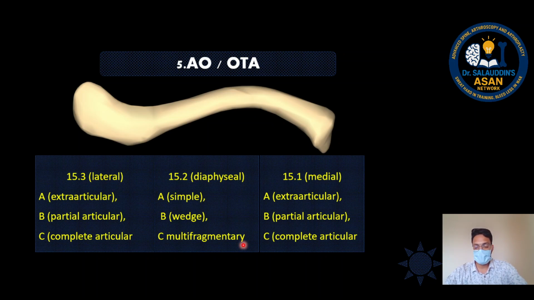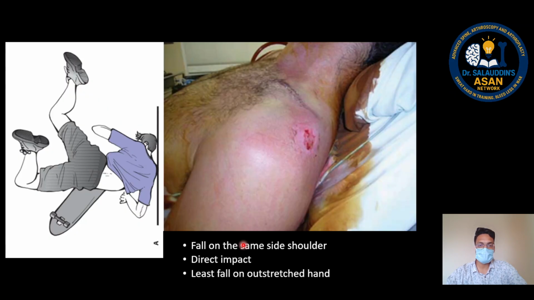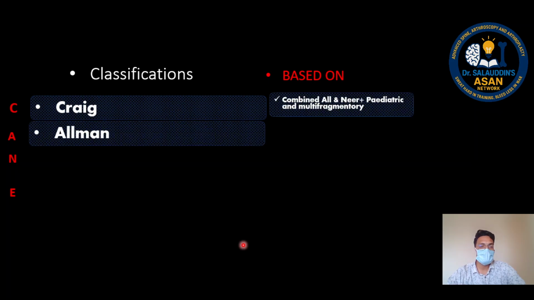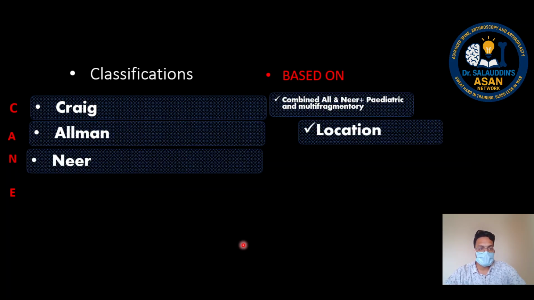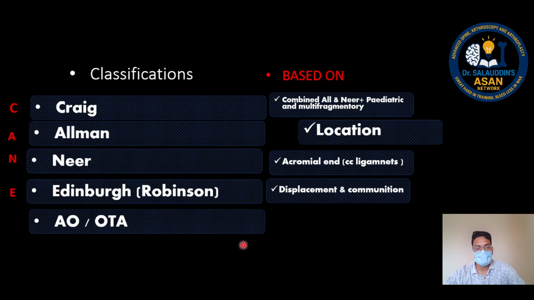So we have a quick recap for classification systems. The mnemonic is CANE, C-A-N-E: Craig classification, Allman classification, Neer's classification, and the Edinburgh classification, and finally the universal AO classification. So Allman classification is based on the location. Group 1 is shaft, group 2 is the lateral end, group 3 is the medial end.